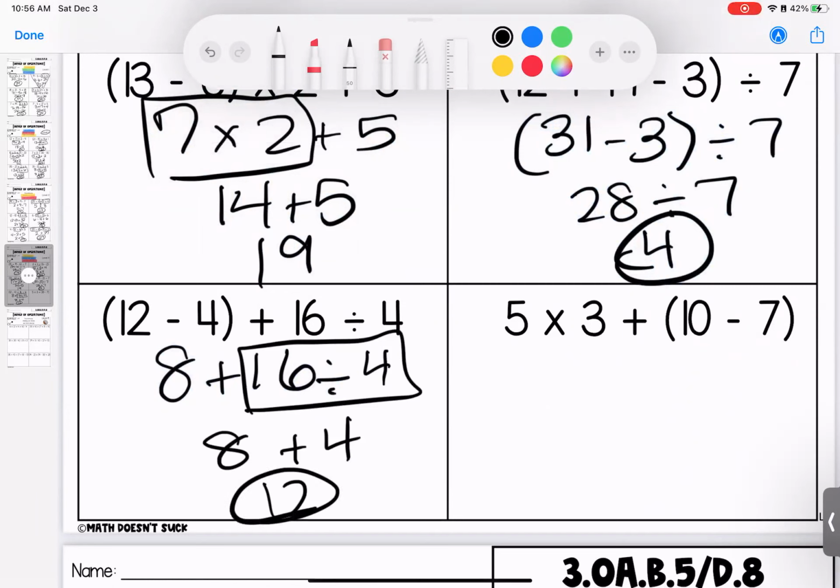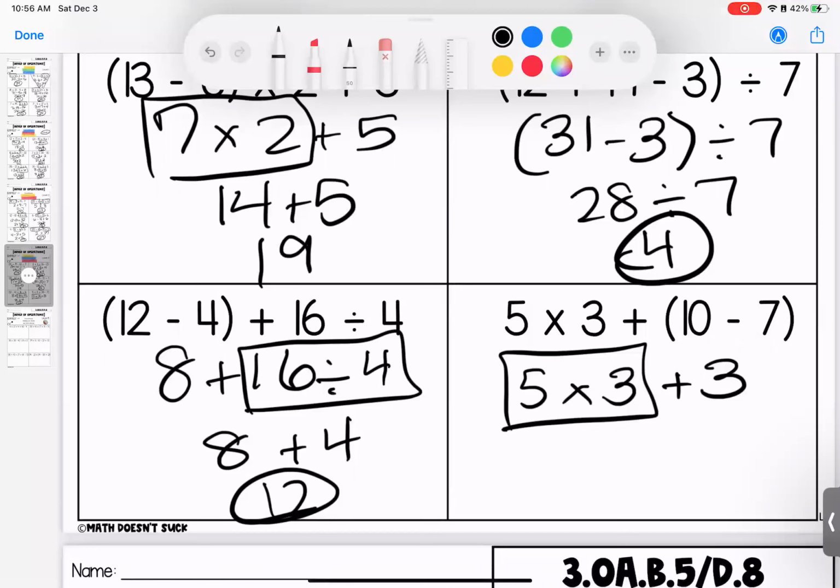Last one on this page. 10 take away 7 is 3. Rewrite. I multiply. 5 times 3 is 15. I add 15 plus 3 is 18. That is the end of page 4. Remember that each page gets more difficult. So if you get to a point where you feel like you are not ready for that level, your brain is not ready and open to it, feel free to stop.